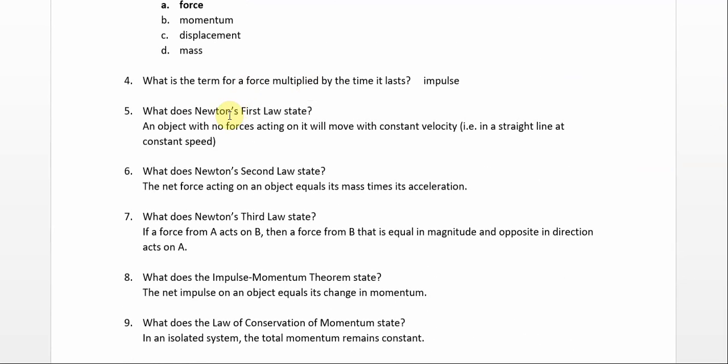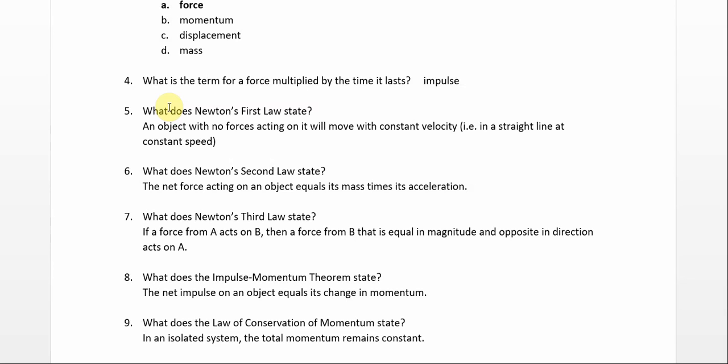Newton's three laws. What does Newton's first law state? An object with no forces acting on it will move with constant velocity, or put another way, it'll move in a straight line at constant speed. What does Newton's second law state? Essentially, F equals ma. Net force equals mass times acceleration. The net force acting on an object equals its mass times its acceleration.